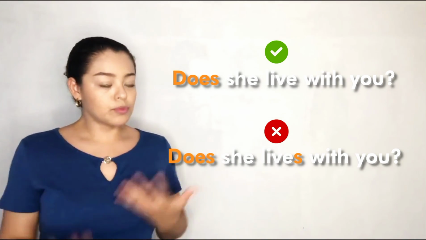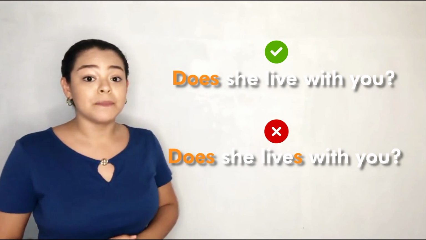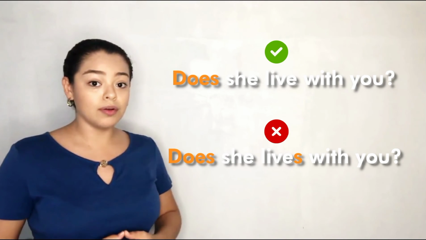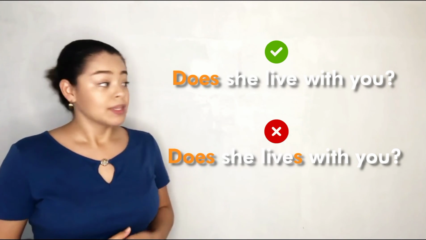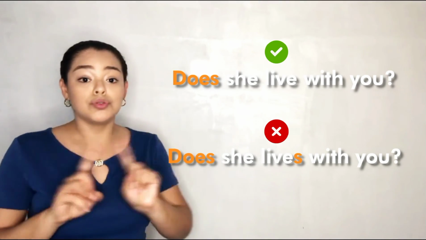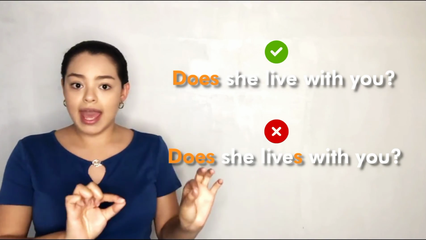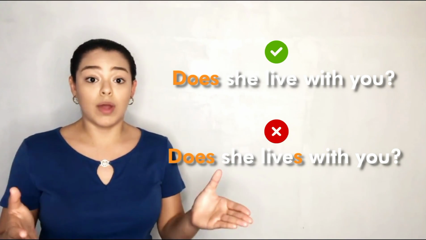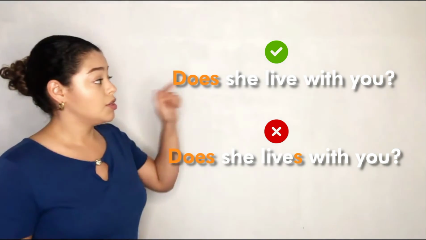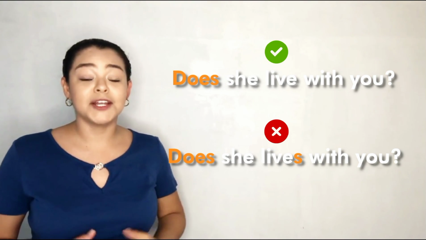So, one more time and repeat after me. Does she live with you? Very good. So remember, you don't add S to the verb when you are asking a question because you already have the auxiliary does.